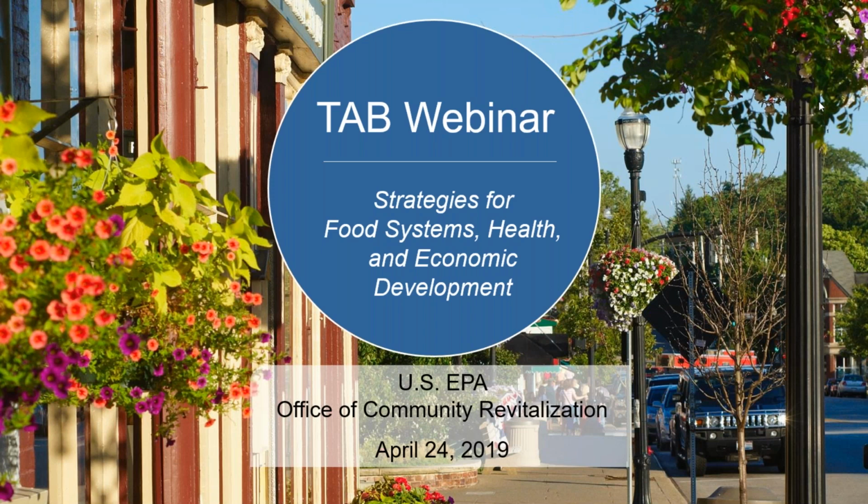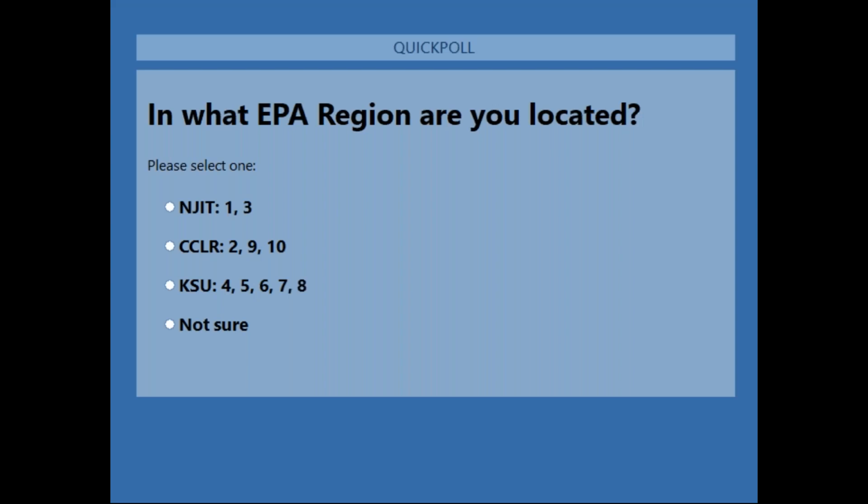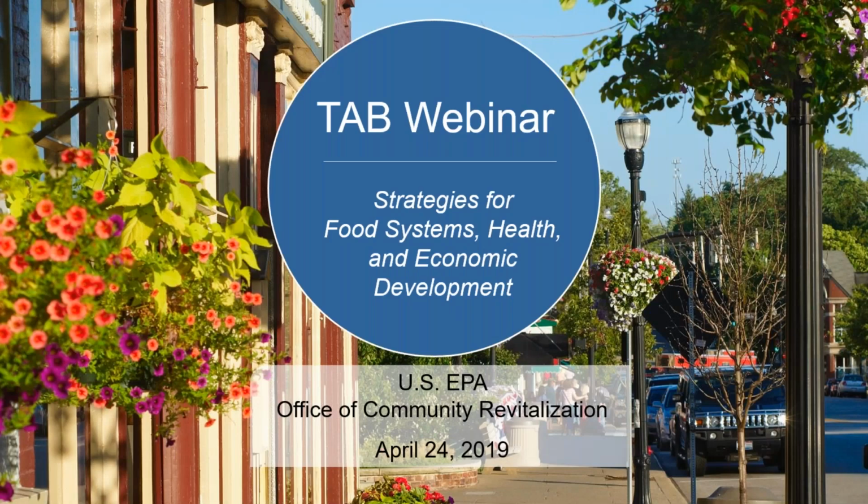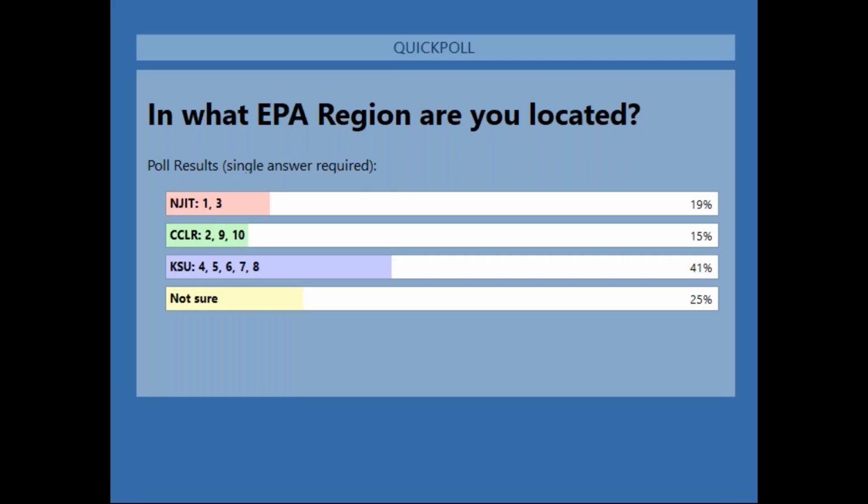We have one quick polling question. In order to help our speakers understand the geographic diversity of our listeners, tell us where you're calling in from. In what EPA region are you located? Okay, it looks like about 40-something percent of you are coming from regions 4 through 8, so you might know Kansas State University. About 20% of you are coming from regions 1 and 3, so you may be familiar with NJIT. Then 15% of you are coming from CCLEAR's regions in EPA regions 2, 9, and 10, and 25% are not sure. Very helpful, thank you.